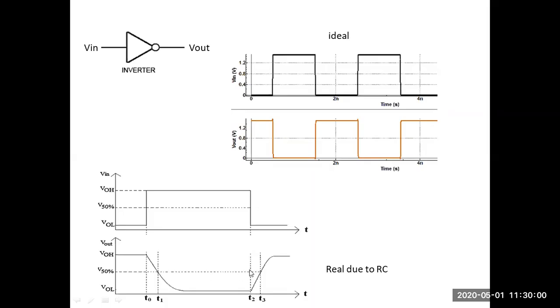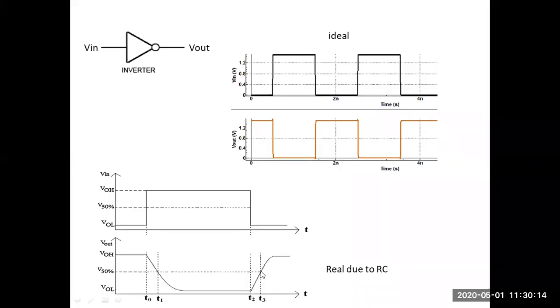Similarly, the delay is also defined at the output side when the output is moving from logic 0 to logic 1. Here it will be the time difference when the input was at 50% and the output goes to 50%. That time difference will be the delay when the output moves from logic 0 to logic 1. The total time will be the average of these two times, this time and this time, divided by 2. That will be the total delay of the circuit, or the average delay of the circuit.